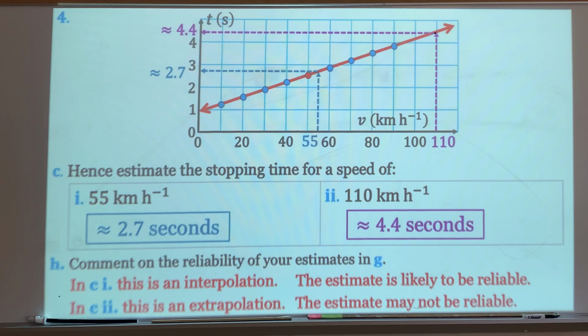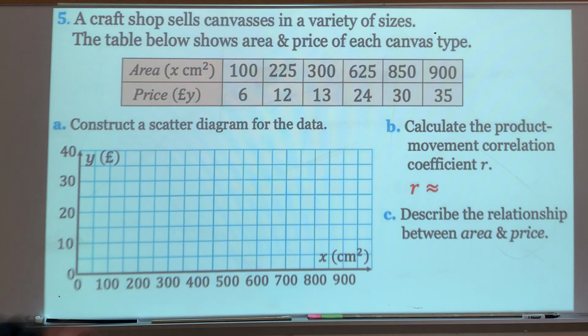Good. Phone didn't die yet. Number 5. We got 5, 6, 7. 3 more.